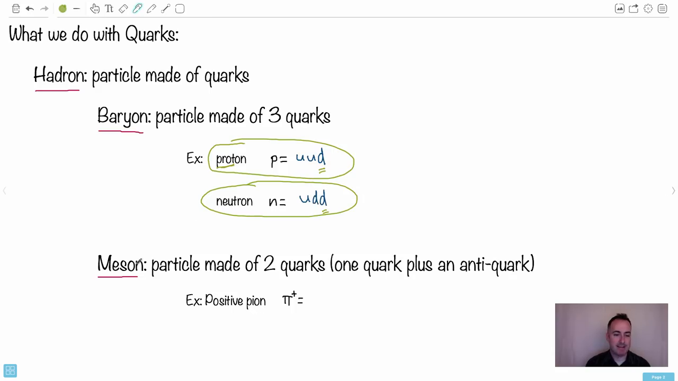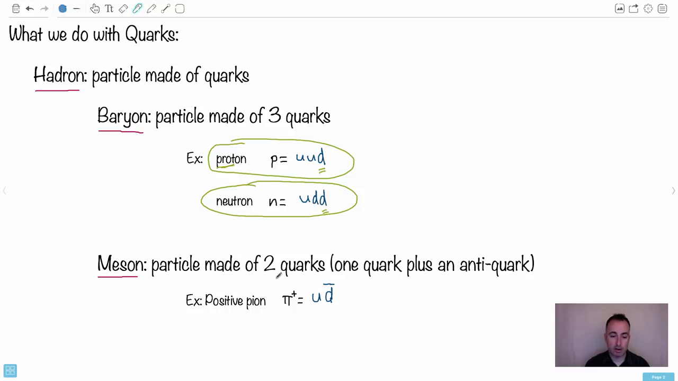So look at this. A meson is a particle made of two quarks, like I said, a quark and an anti-quark. An example could be the positive pion. You don't have to memorize these ones. You'll be given the quark makeup of these things. But for example, there's one called a positive pion. Its quark makeup is up and anti-down. Do you see? There's only two quarks together. There is a particle and an antiparticle. So this is a meson.